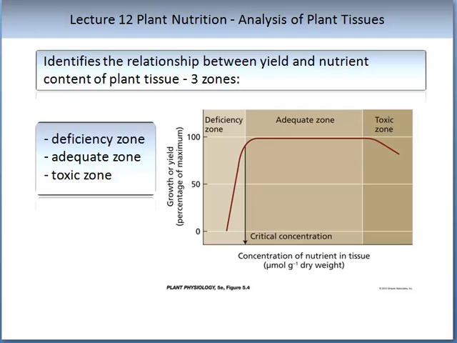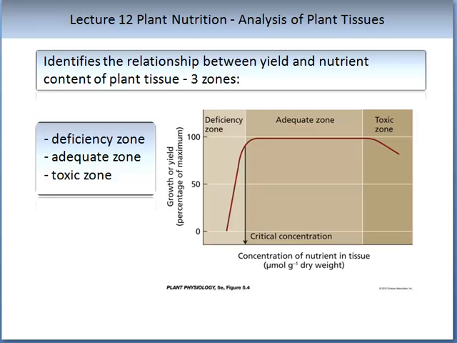So why are minerals so important to plants? Well, we've known for some time that there is an important relationship between yield and nutrient content of a plant tissue. You can break this down into 3 zones. The first zone is described as a deficiency zone, and if your plants are growing in this zone, it means that they're not reaching their optimal from a yield perspective.